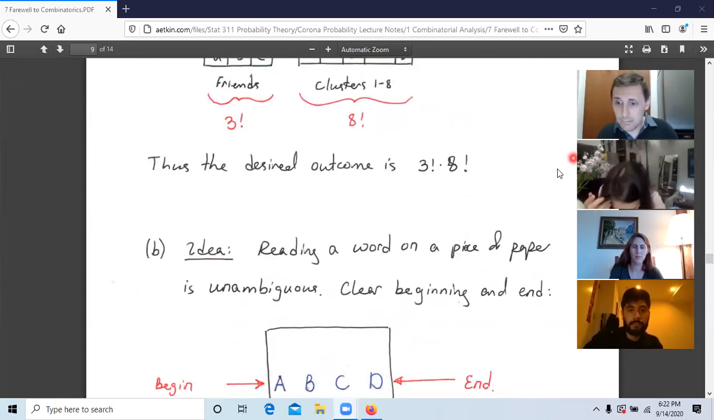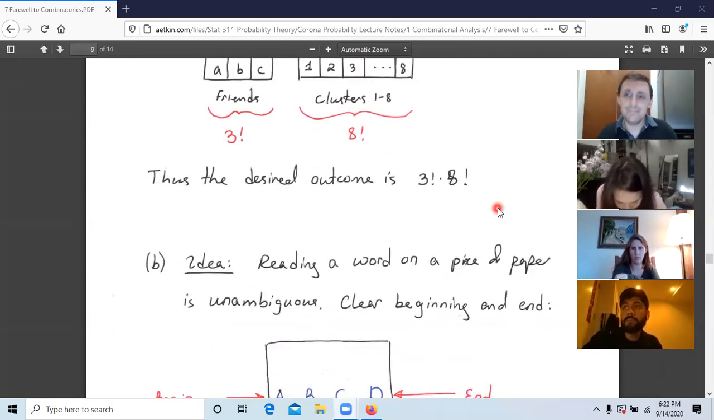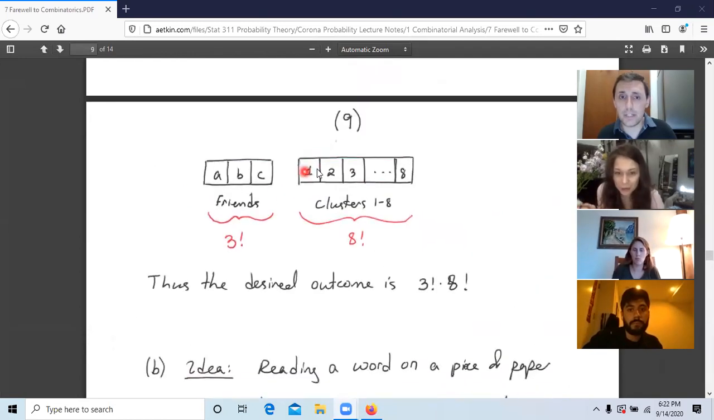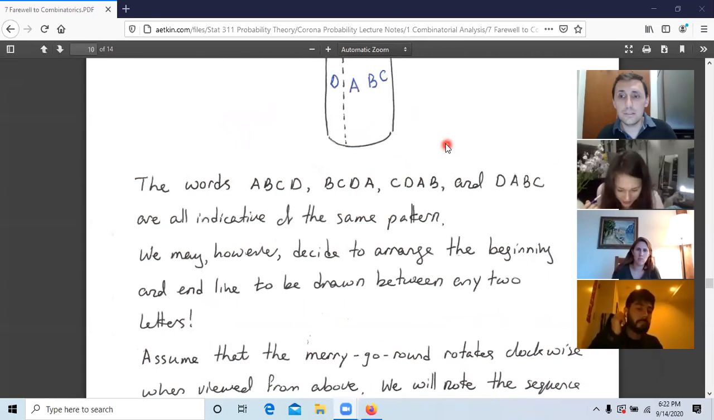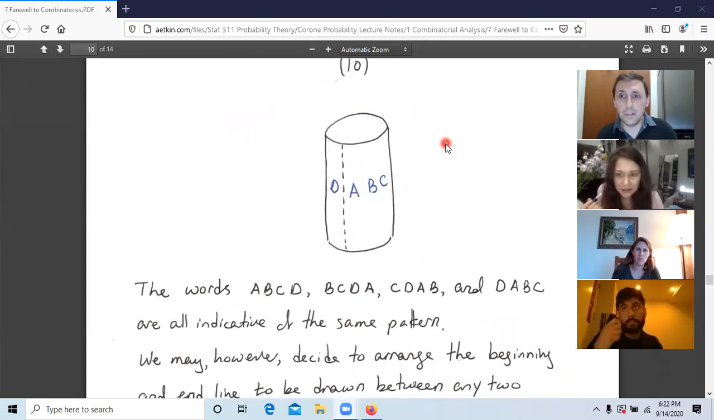This problem, you go 3 factorial multiplied by 7 factorial, and it's like 8 minus 1, because this box is filled in. Okay, why did I want to divide? I don't know.